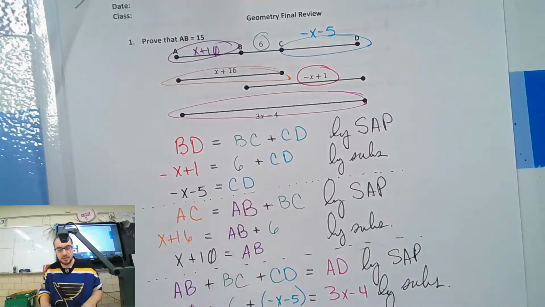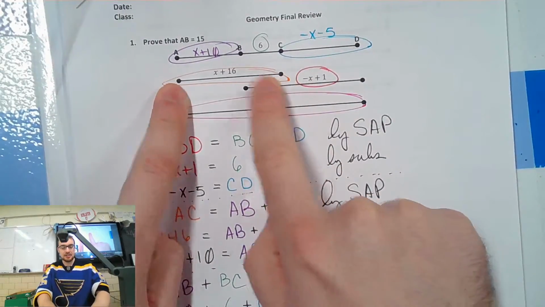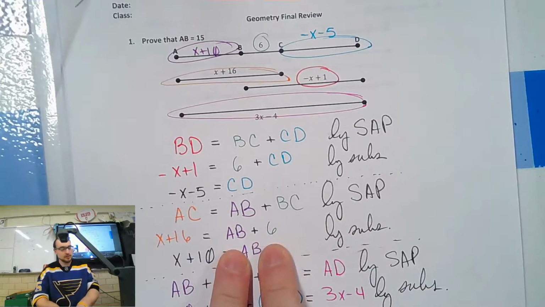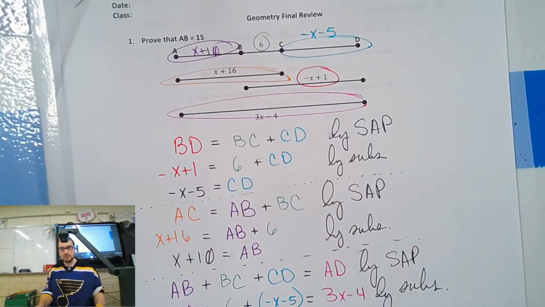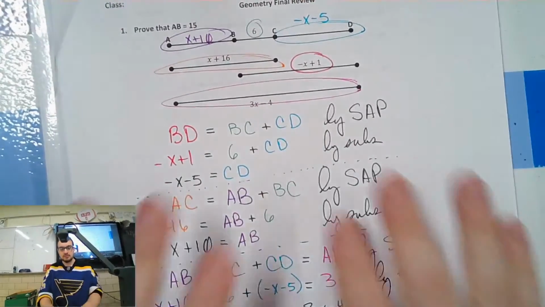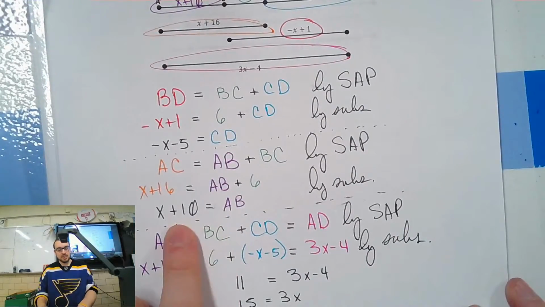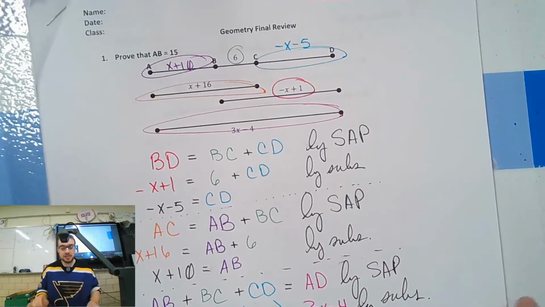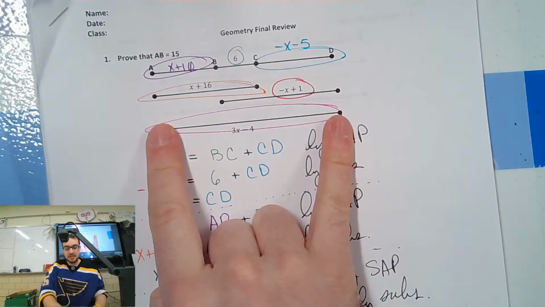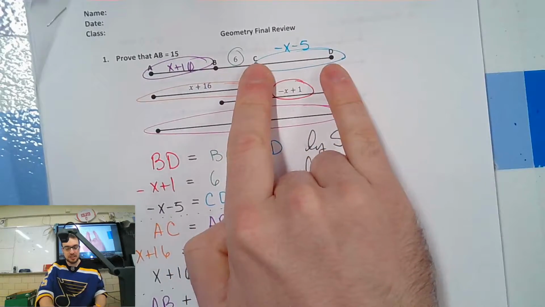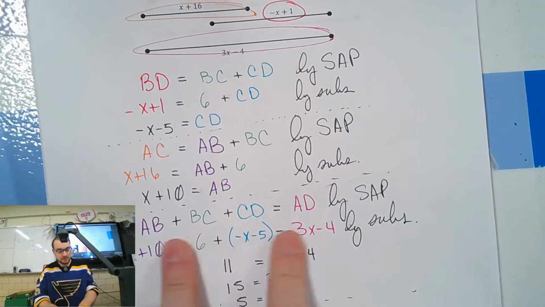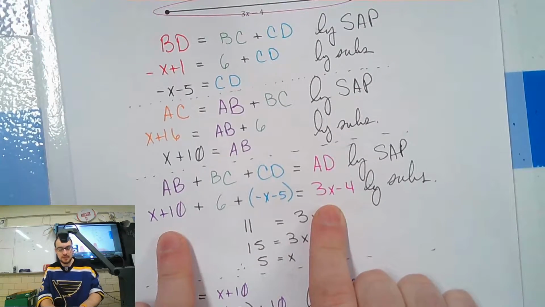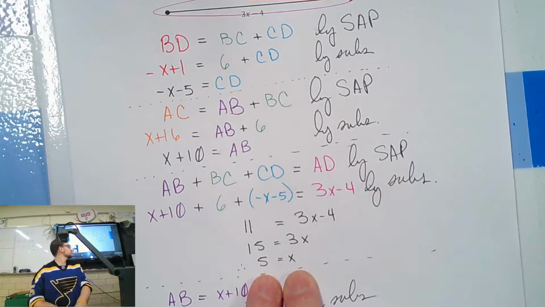I did the same stuff for AC. AC is AB plus BC, so I wrote that down by segment addition postulate. Then I plugged in their values by doing substitution. And I found out AB was x plus 10, so I wrote that down. Then the logic is this. I know that AD is going to be AB plus BC plus CD altogether. So I wrote that down by segment addition postulate. Then I plugged in their values by substitution. I solved for x and it was 5.